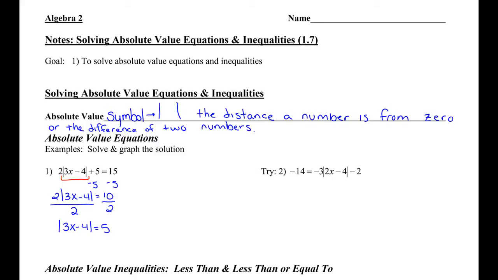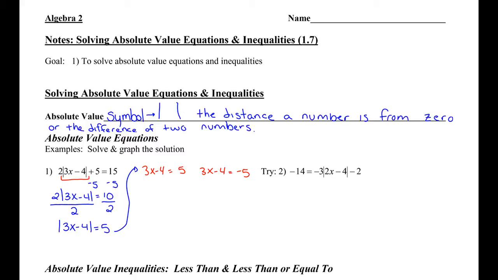I'm going to set up the equation 3x minus 4 equals 5 and 3x minus 4 equals negative 5. When you are solving absolute value equations, you will always set up two equations, one with a positive and one with a negative answer after you isolate the absolute value. From here, we're going to go through and solve each equation separately.